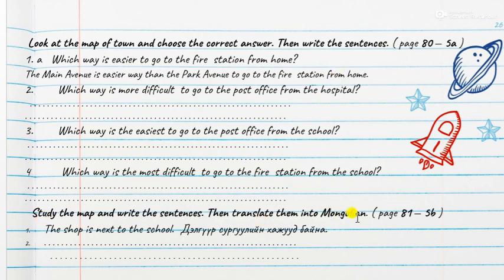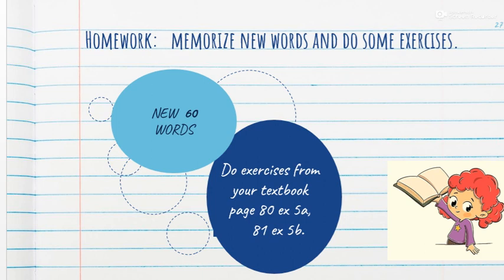Next, homework from the textbook, page 81, exercise 5B. Study the map and write sentences, then translate them into Bengali. For example, the shop is next to the school. Okay, my students, two exercises. You have to try to do this. More practice, alright?